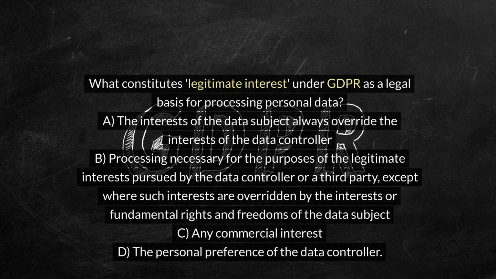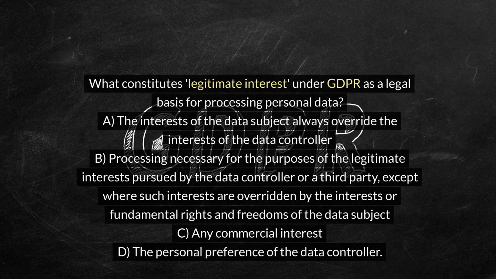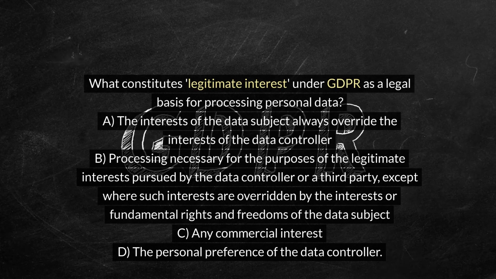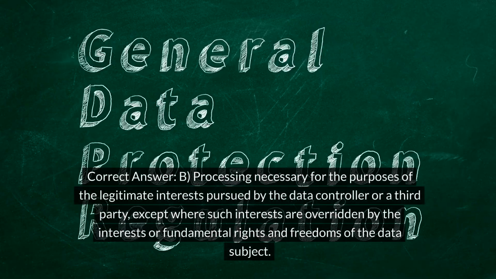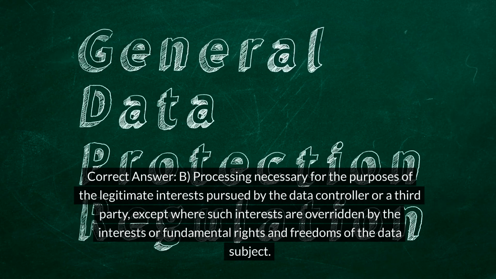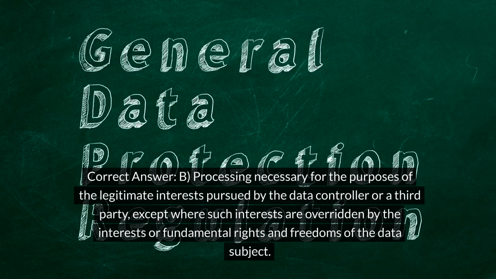What constitutes legitimate interest under GDPR as a legal basis for processing personal data? A. The interests of the data subject always override the interests of the data controller. B. Processing necessary for the purposes of the legitimate interests pursued by the data controller or a third party, except where such interests are overridden by the interests or fundamental rights and freedoms of the data subject. C. Any commercial interest. D. The personal preference of the data controller. Correct answer. B. Processing necessary for the purposes of the legitimate interests pursued by the data controller or a third party, except where such interests are overridden by the interests or fundamental rights and freedoms of the data subject.